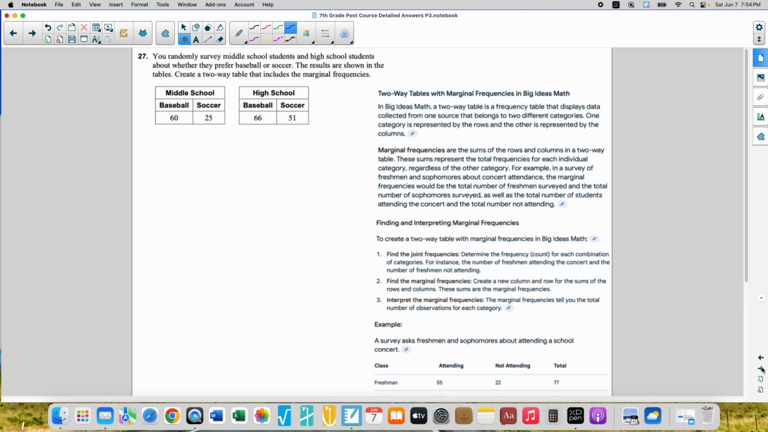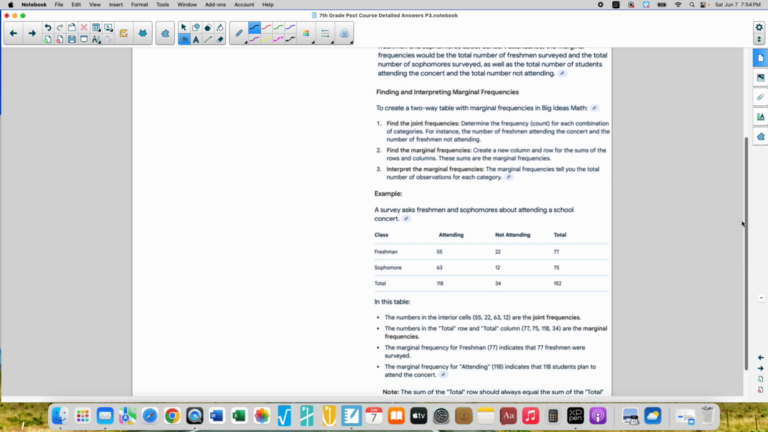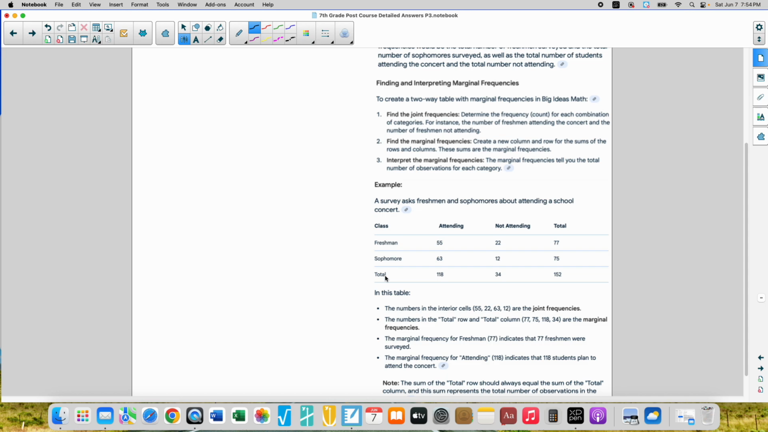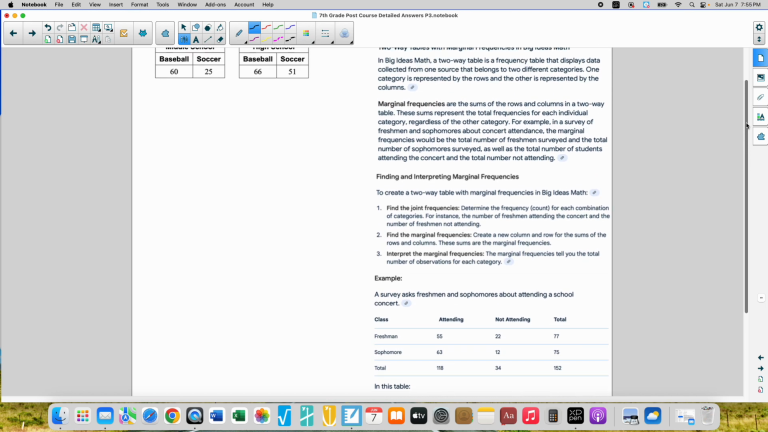Number 27 says you randomly survey middle school students and high school students about whether they prefer baseball or soccer. The results are shown in the tables. Create a two-way table that includes the marginal frequencies. So a two-way table, as you see here, I pulled this information from Big Ideas Math. So marginal frequencies: we're just creating two types of totals and information, two-way info.